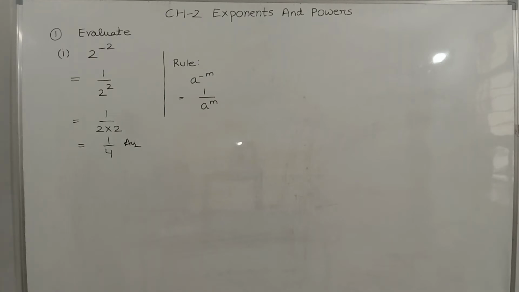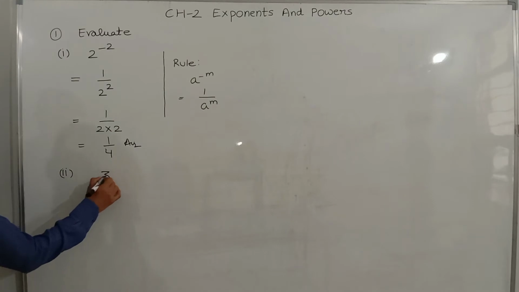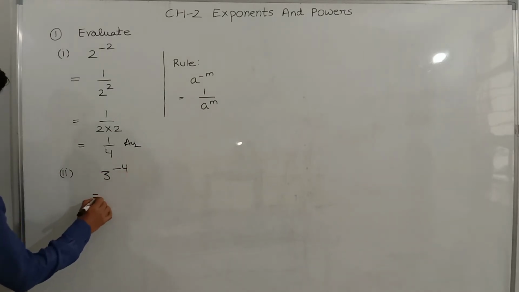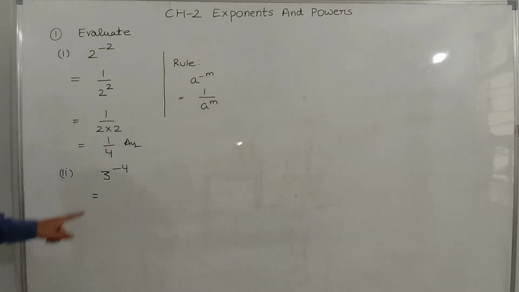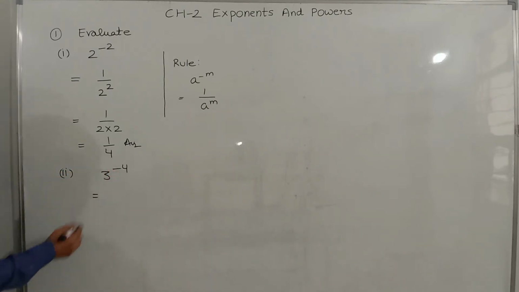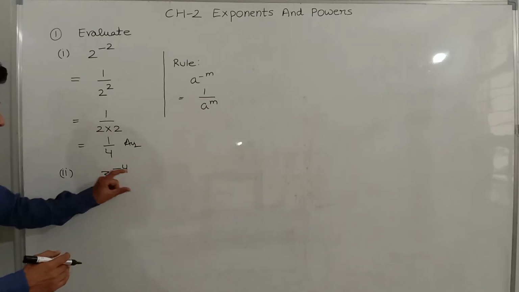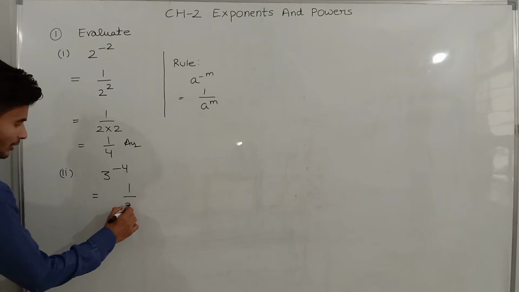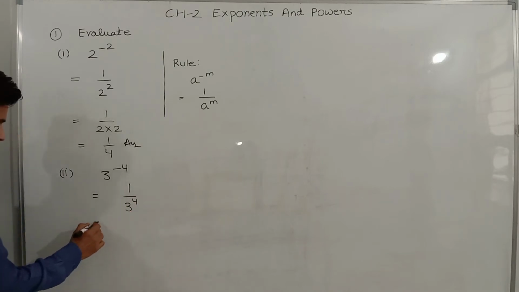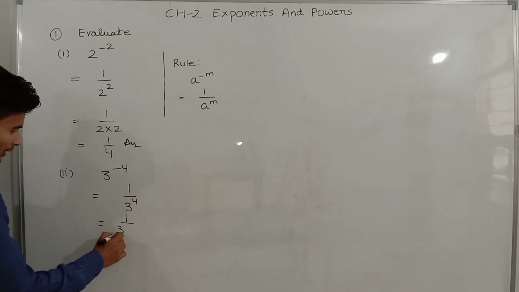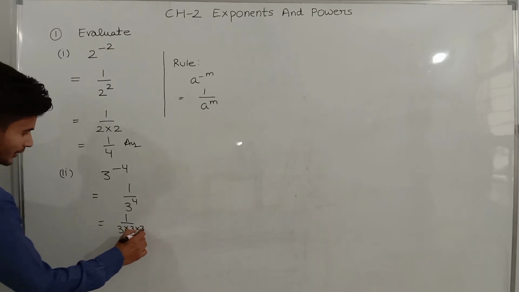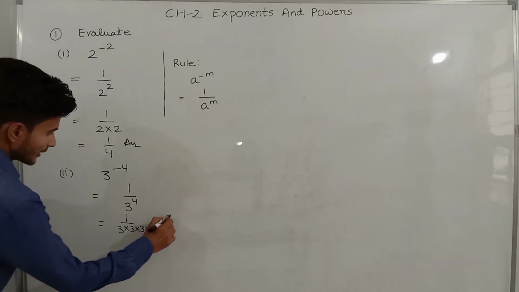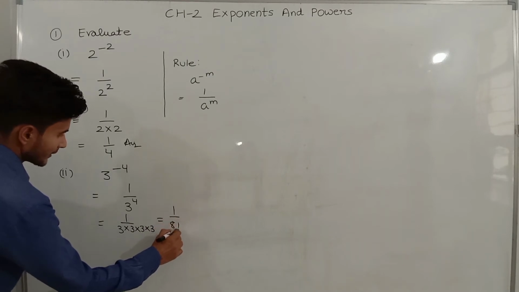Second part is 3 power minus 4. Same rule you have to apply there. Again your power is negative and you have to make it positive, so you take the reciprocal. 1 upon 3 power 4 means it will become 1 upon 3 into 3 into 3 into 3, that is equal to 1 upon 81.